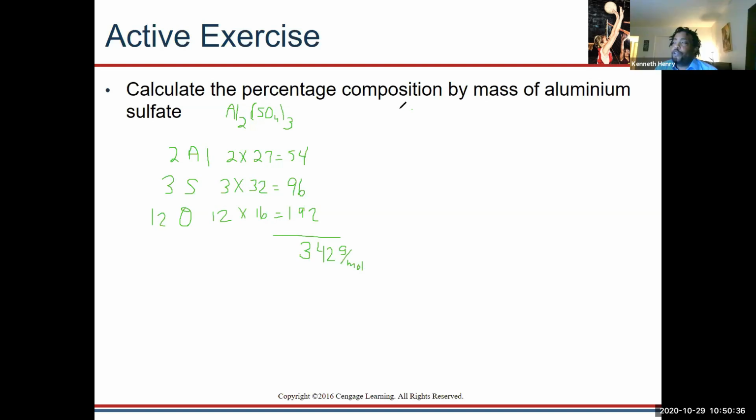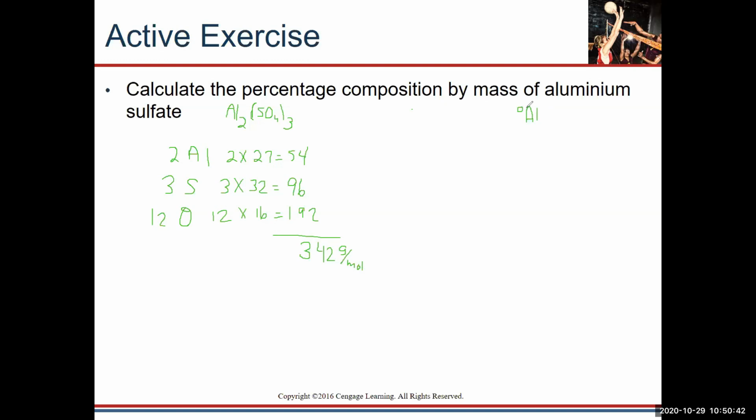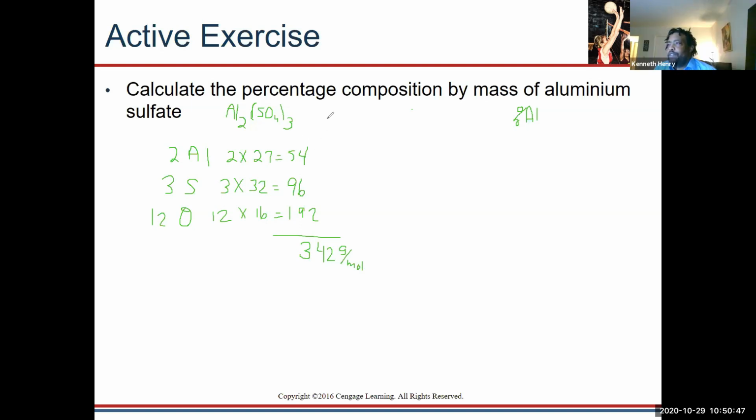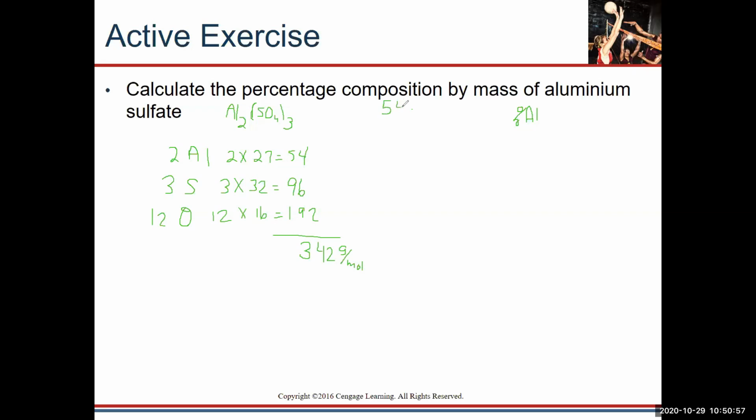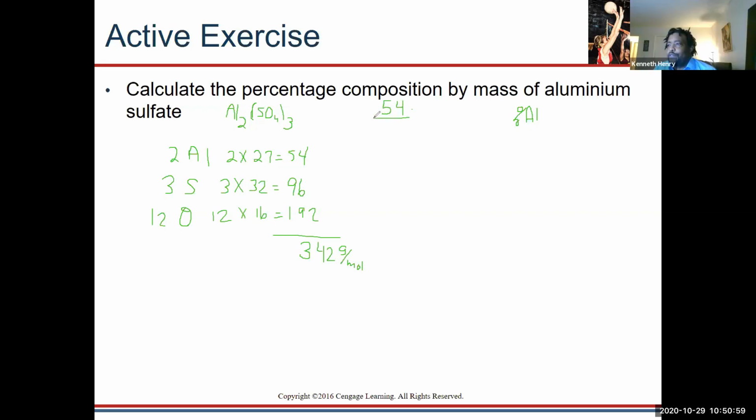So to calculate for aluminum, we have to do each one separately, right? We want percent mass for each one. That's right. So how much aluminum? What was the weight of the aluminum? 27. And there's 2 of them altogether, the total weight. Oh, 54. So we go 54, and we divide it by the total mass.